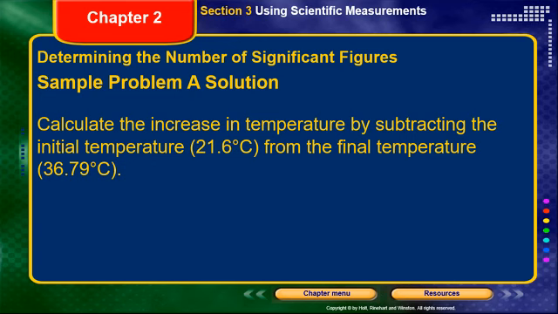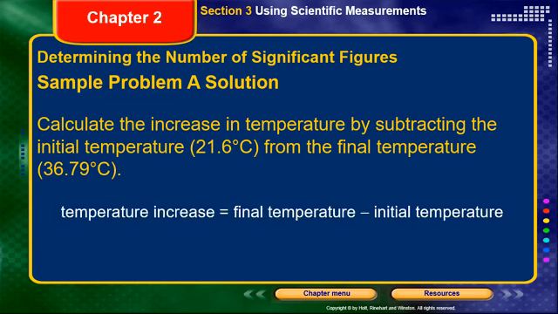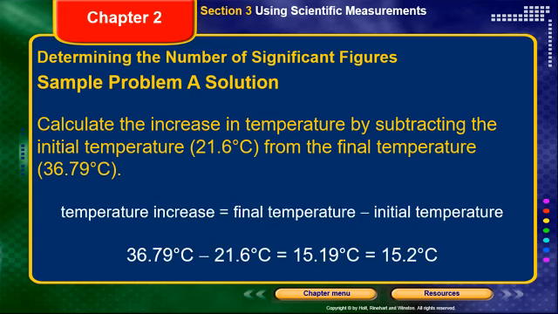We're first going to find the temperature change by subtracting the initial temperature from the final temperature. All right, that'll give us the temperature increase. And plugging in those numbers, we find that the temperature increase is 15.2 degrees Celsius. Now notice 36.79 degrees Celsius has 4 significant figures and 21.6 degrees Celsius has 3 significant figures. We're doing addition and subtraction.